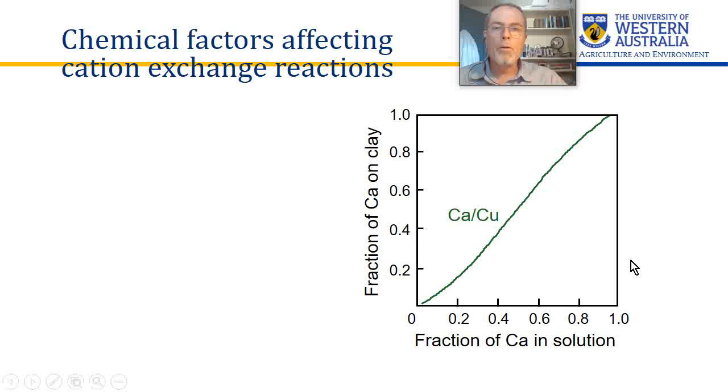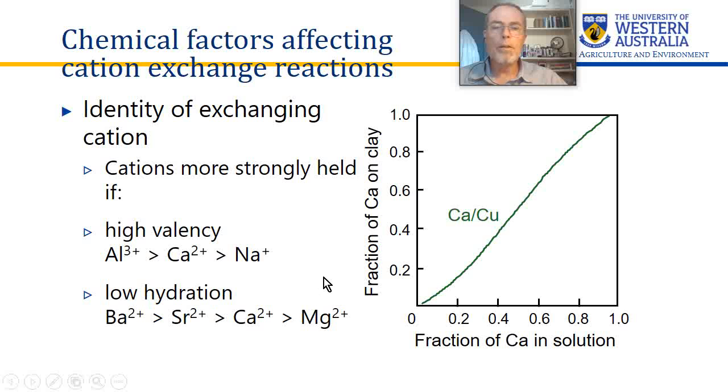Okay, now what happens when we change cations? Well, let's deal with some of the ideas first. Cations are more strongly held if they have high valency. So aluminium should be able to displace calcium quite easily from the cation exchange surfaces in soils, and also low hydration. So some ions don't have a hydration sphere of water molecules, or ions do, but some have less than others. In fact, it's the smaller ions which are more hydrated because the charge is more concentrated in a small ion than it is in a very large ion, a large nucleus like barium.